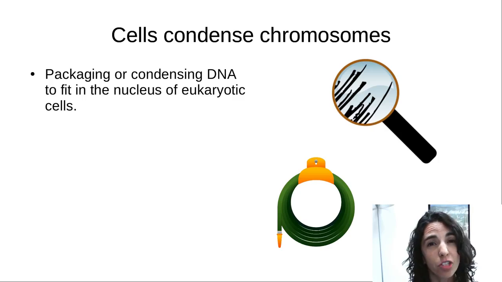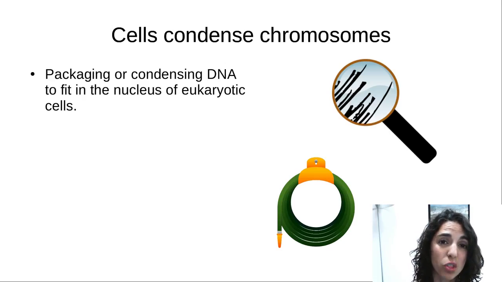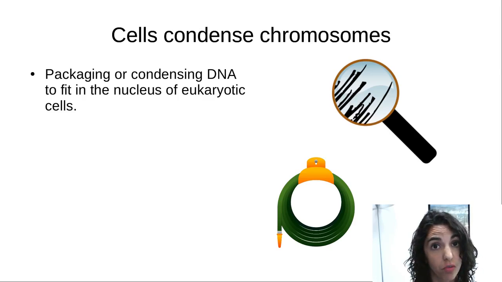So in this analogy, the hose reel functions like the proteins that help compact the DNA, and the hose represents the DNA in a chromosome. A cell changes how tightly it packages or condenses its chromosomes throughout the process of cell division. But for part of that process, chromosomes are highly condensed and visible under the microscope.